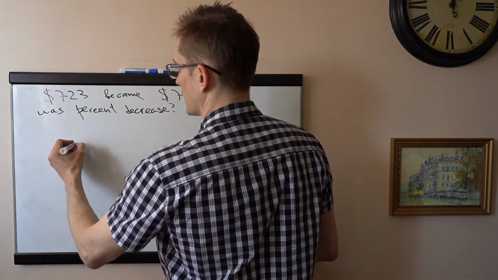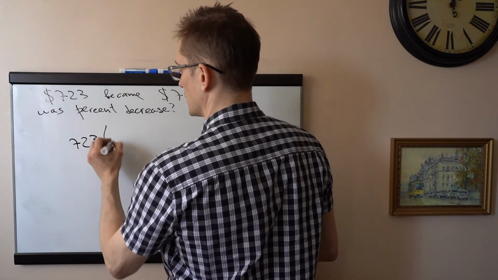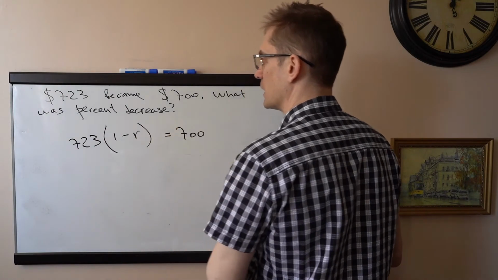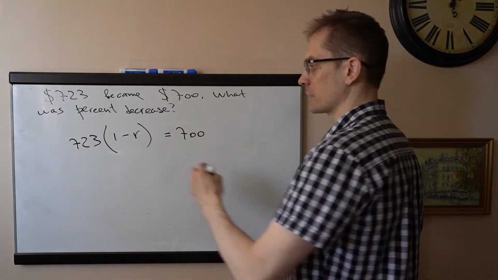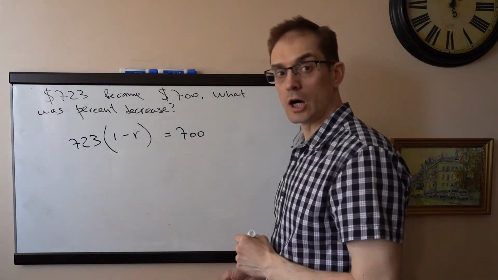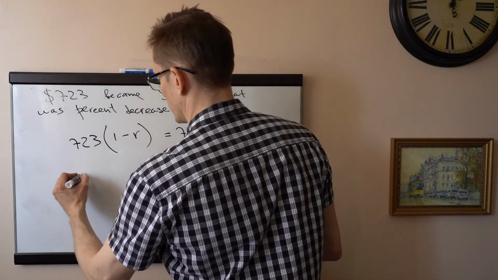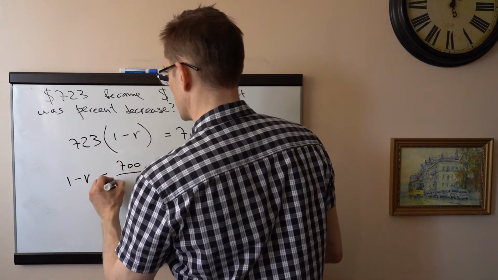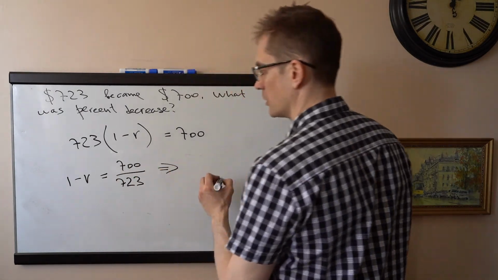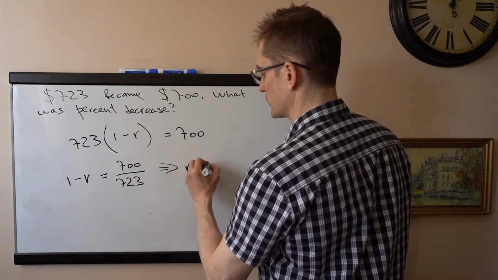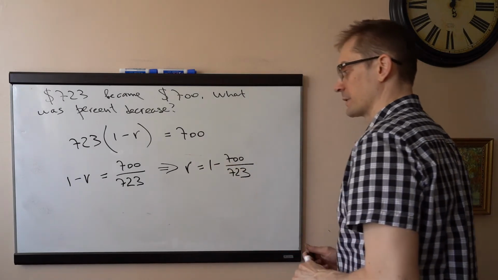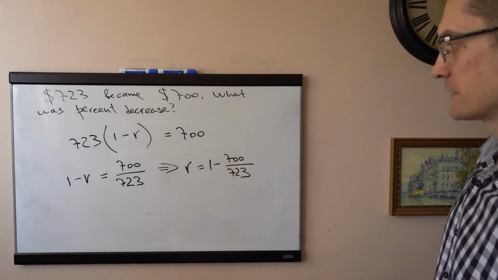So you start with the initial value, decrease it by some percent you don't know, and then you will get your $700, right? So that's initial value 723, 700 is the final value. We need to find R. So how do we do it? 1 minus r is 700 divided by 723. Now we will be finding r. And r is 1 minus 700 divided by 723. Perfect. So let's calculate that.